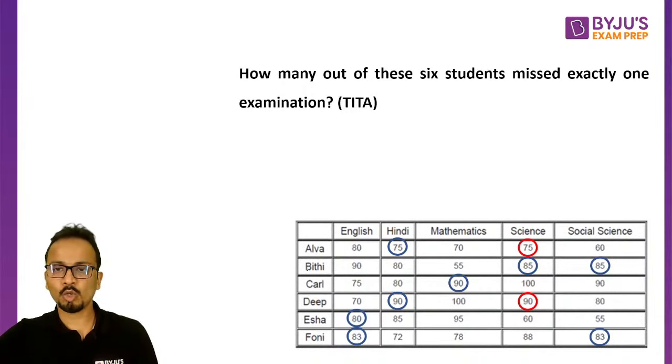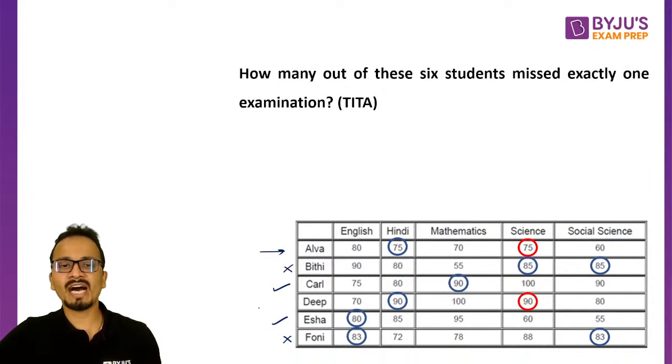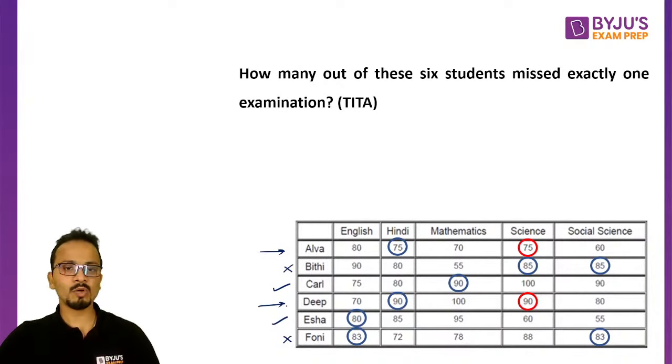So let's look at the people who did not miss exactly one. Mithi is not, Phony is not. So Isha has missed exactly one examination. Carl has missed exactly one examination. Okay, now out of Alva and Deep, one of them will miss one examination, the other will miss 2 examinations.